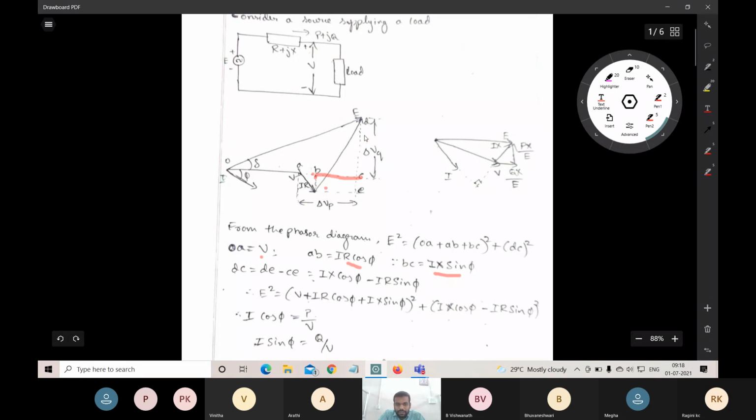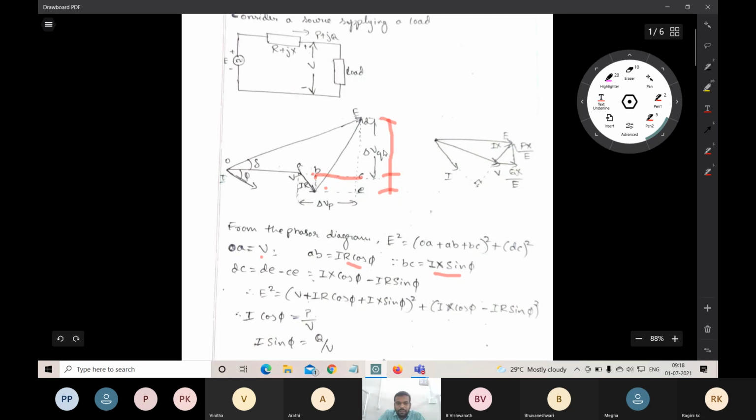The next thing is the adjacent side. What is the adjacent side? So DC. DC will be given by DE minus CE. We don't know DC here, so DC will be calculated by DE minus CE. So this gives you the DC. So what is DE?